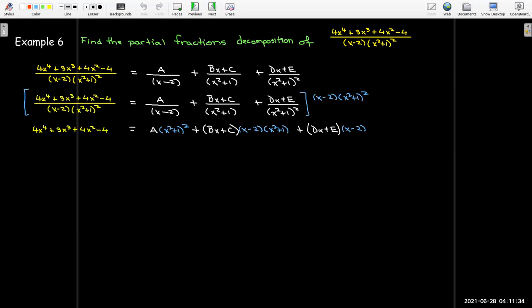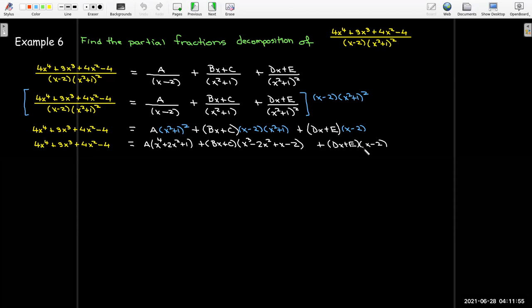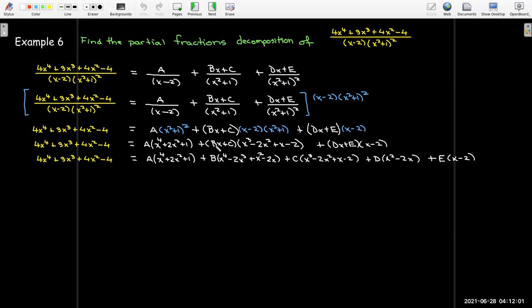When I simplify, I get a polynomial equals a polynomial. I am going to expand the x squared plus 1 quantity squared. I'll expand x minus 2 times x squared plus 1. But now what I'm going to do is a little bit different. What I'm going to do with the Bx plus C and the Dx plus E is I'm just going to expand it this way. I'm just going to multiply B and then have x times the polynomial here, and then I just have C times that same polynomial. And I'll do the same thing here. It's just another way of organizing the work.